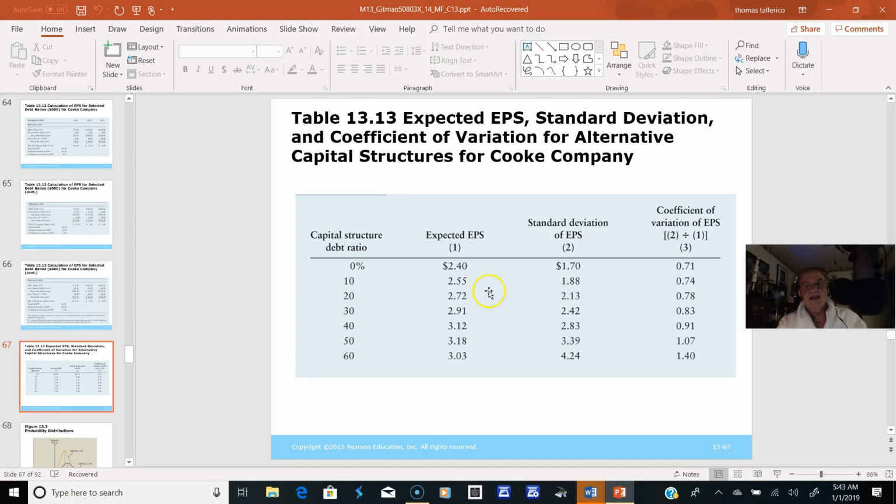And here is a table showing all the calculations for all the different capital structures. And basically, here's the earnings per share. Now, there's something interesting. So you can see the standard deviations are constantly going up. And so is the coefficient of variation, right? So all those calculations, and you could do these with a Microsoft Excel spreadsheet.